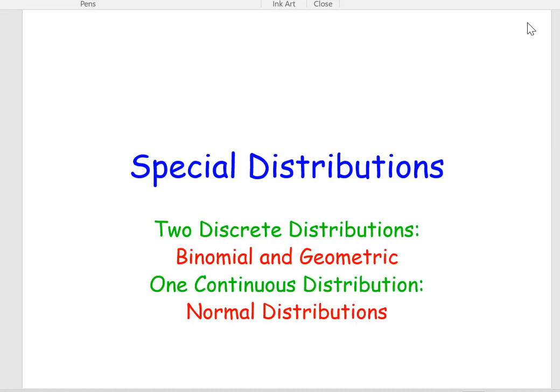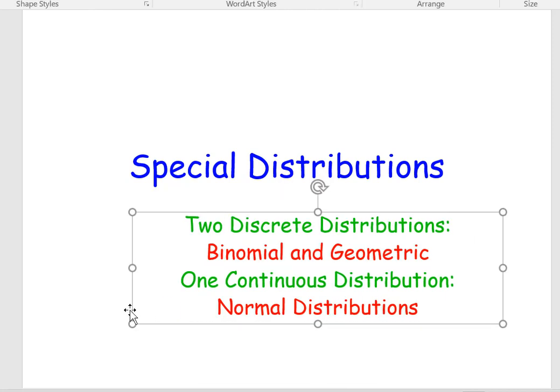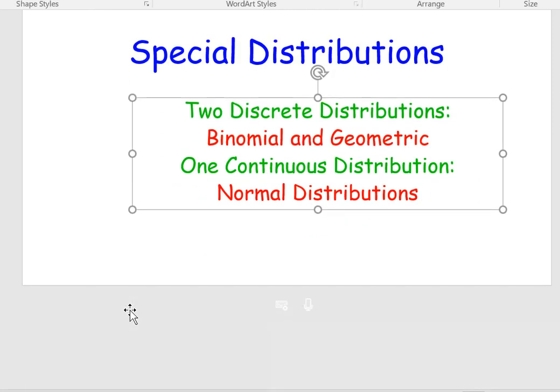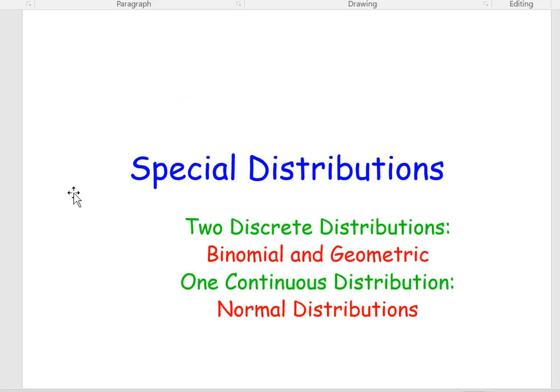So for the second part here of week 4, we're going to look at some of these special probability distributions. We're looking mostly at the discrete ones this week. We'll come back next week and look at the continuous distributions, the normal distribution. For right now, let's look at examples of these discrete distributions.